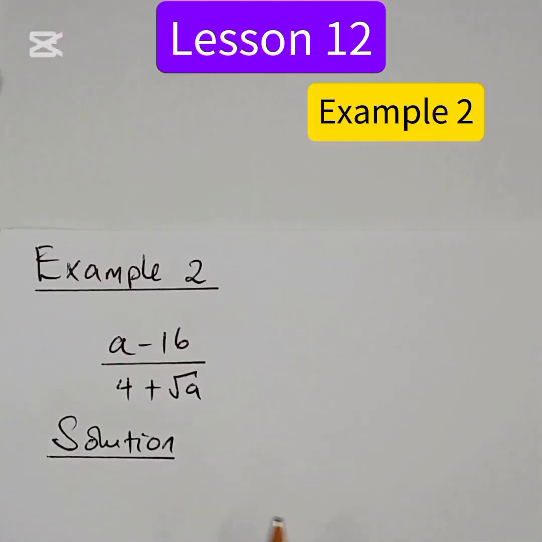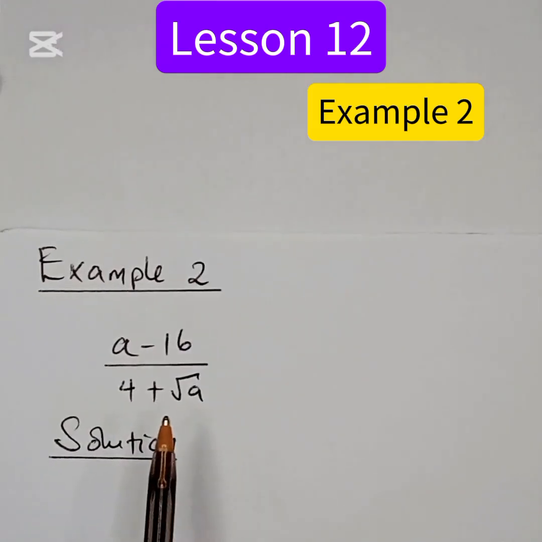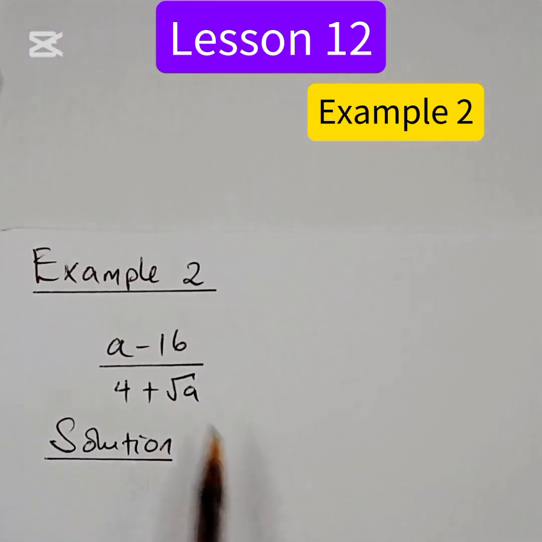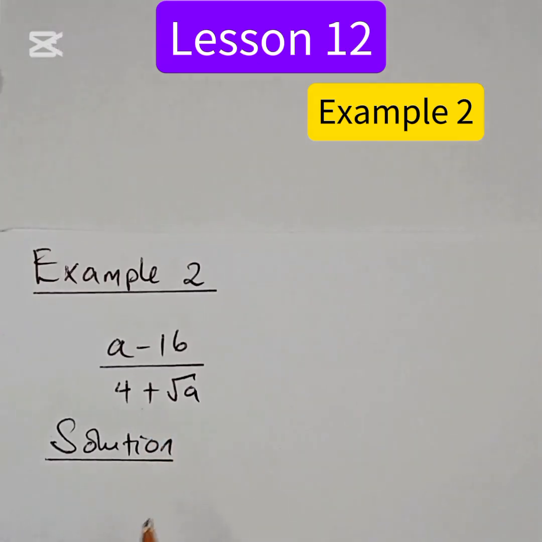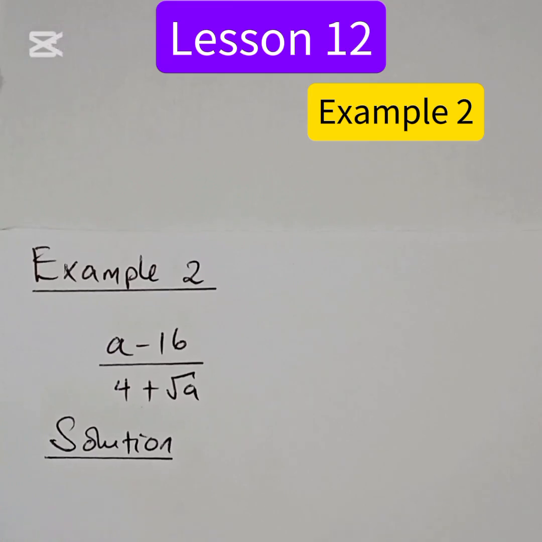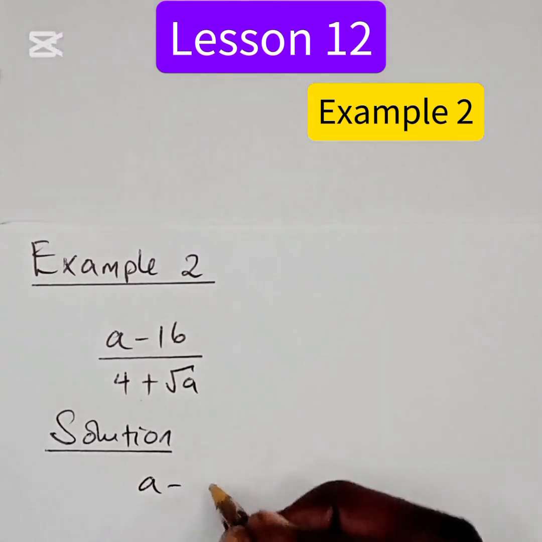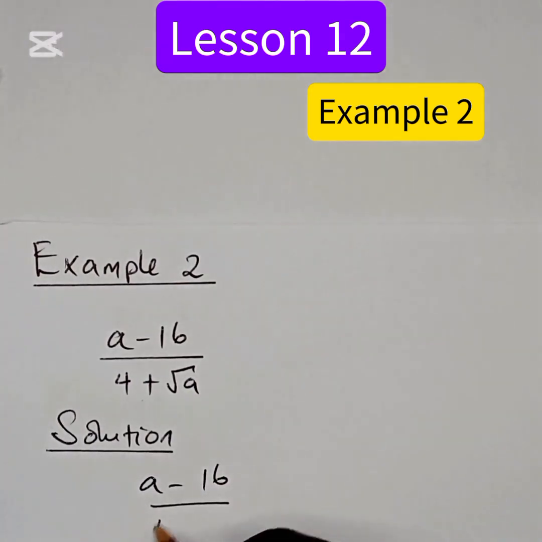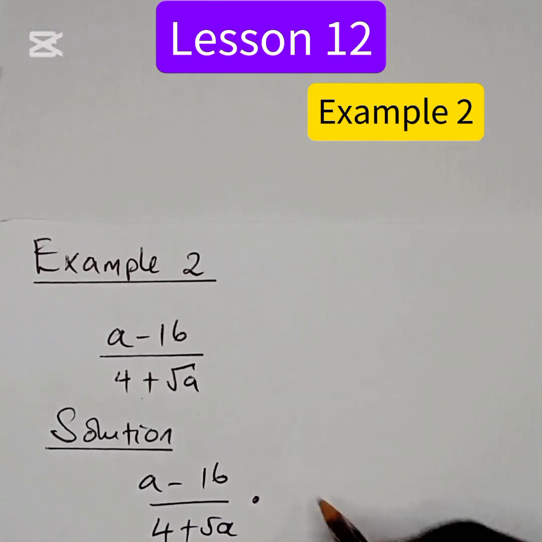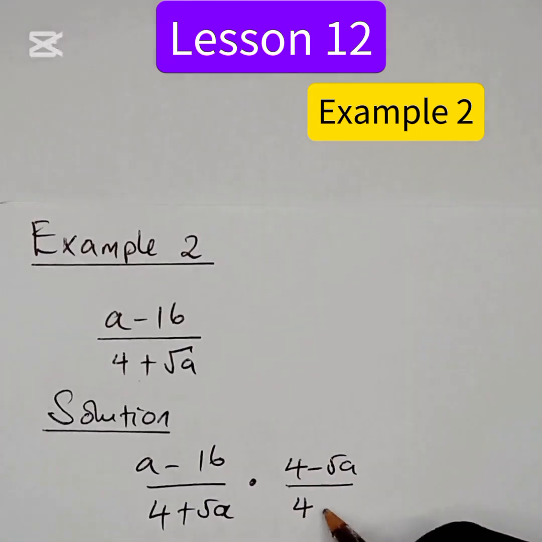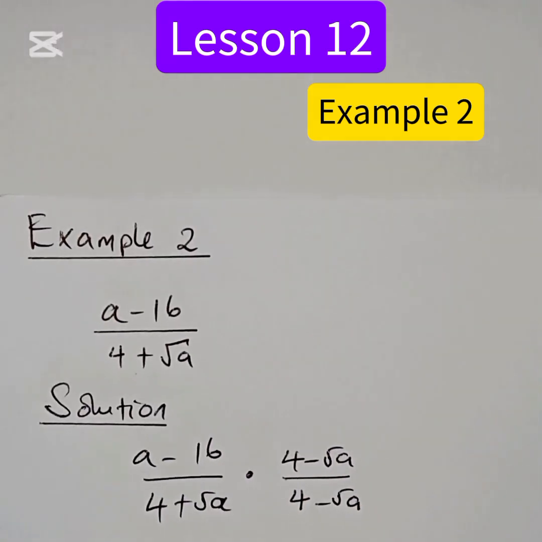Example 2, we are again rationalizing the denominator. Now, for us to rationalize this denominator, we multiply the denominator and the numerator so that we get a difference of 2 squares in the denominator. So we are going to say a minus 16 divided by 4 plus root a, and that's going to be multiplied by 4 minus root a divided by 4 minus root a. In this way, we have a difference of 2 squares on the denominator.